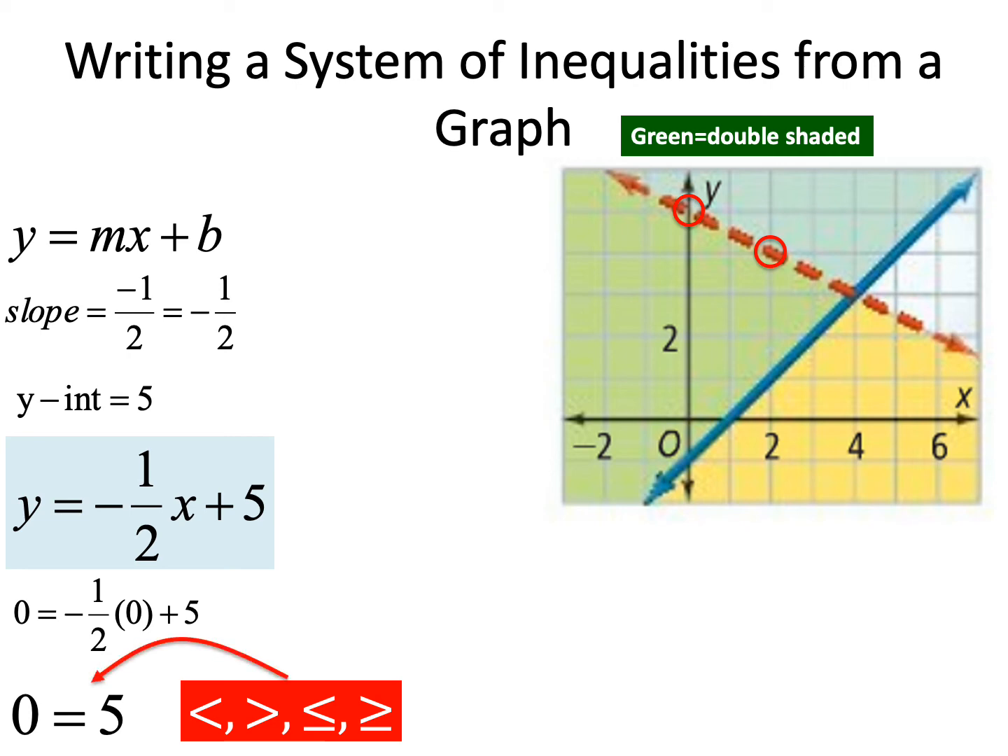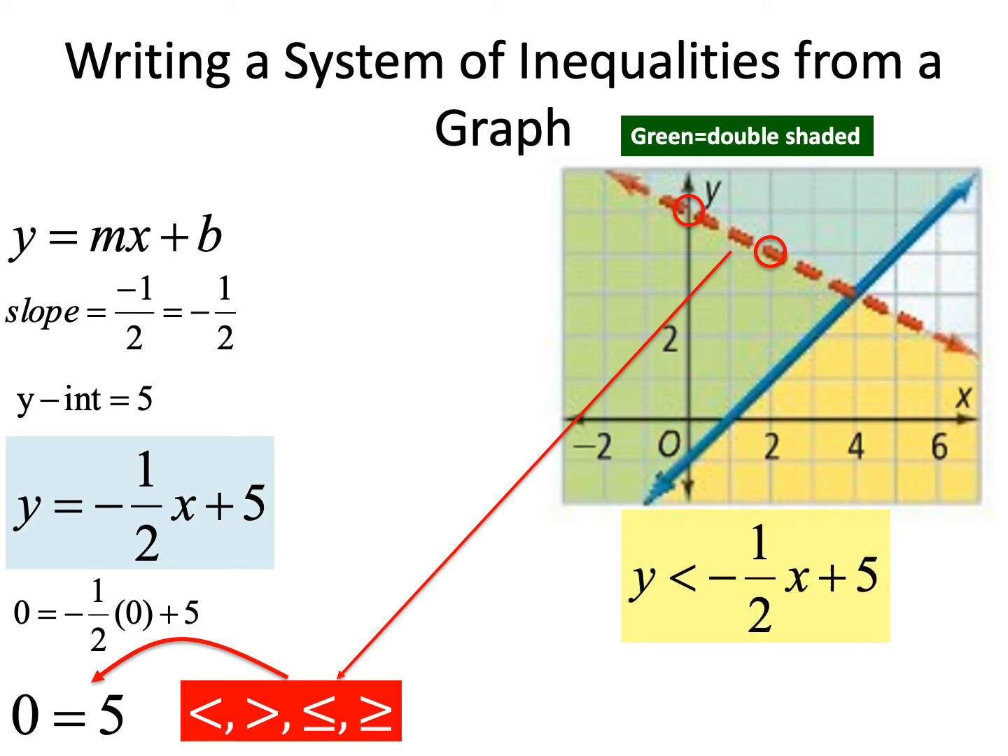So a less than is what makes one of those four regions true. Remember, it's less than, not less than or equal to, because it's a dashed line. Does everybody see that? So there is my first inequality: y is less than -1/2 x plus 5.